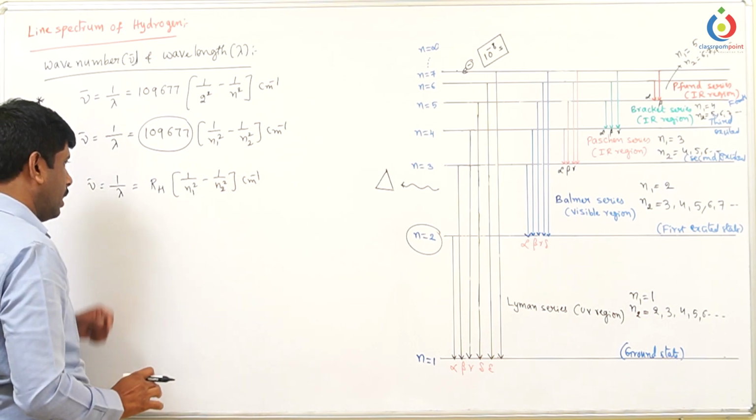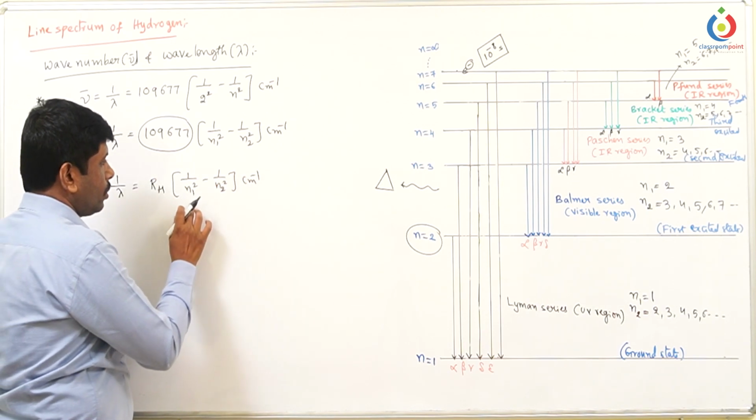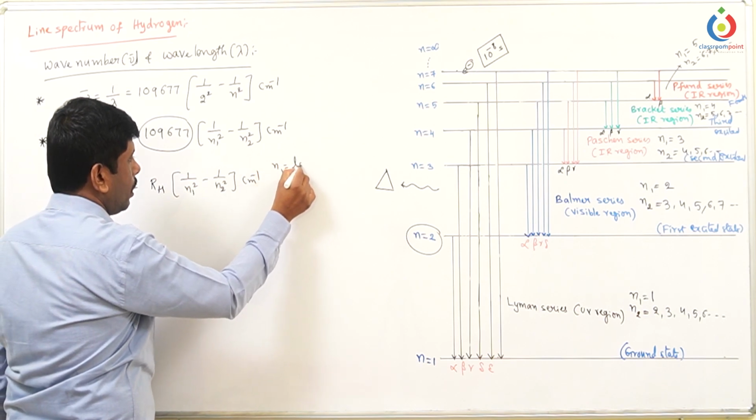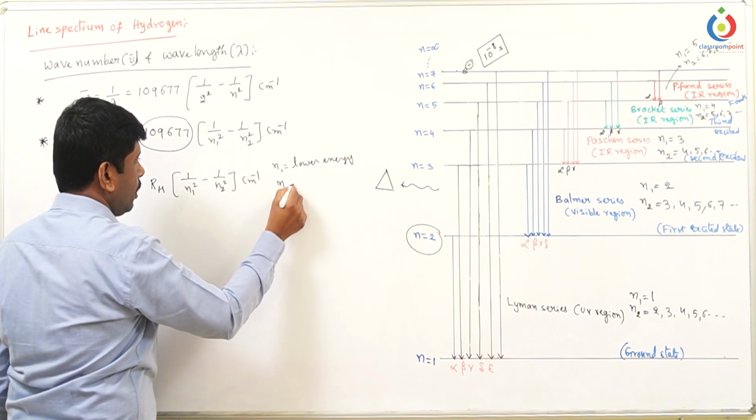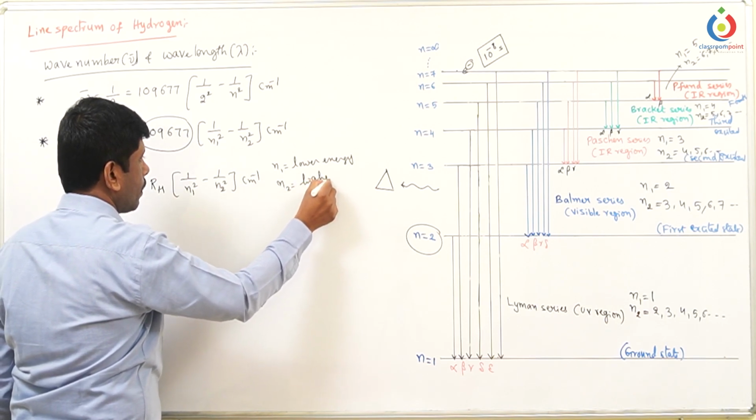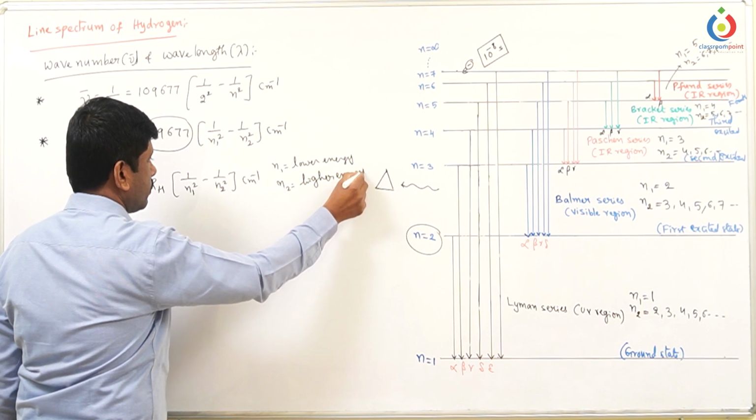This is only for hydrogen, where n1 equals the lower energy state, n2 equals the higher energy state.